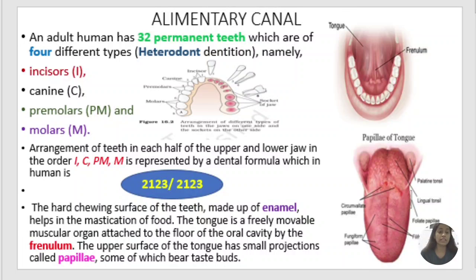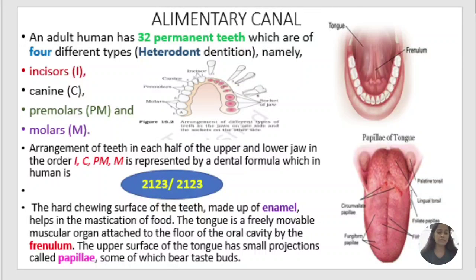Arrangement of teeth in each half of the upper and lower jaw in the order I, C, PM, M is represented by a dental formula which in human is 2123 upon 2123. Now I'll explain you this formula. 2 means we have 2 incisors, 1 which is the 1 canine, then we have 2 premolars and 3 molars, which is why the formula is 2123 upon 2123.